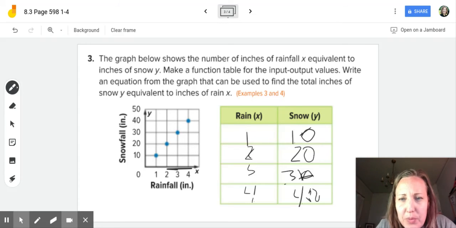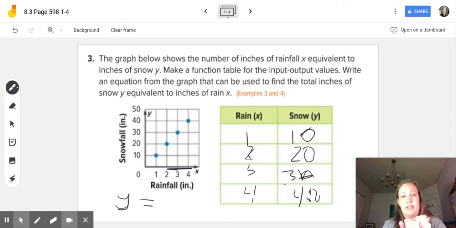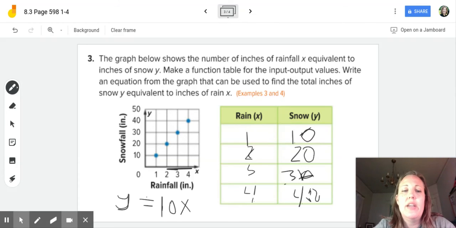Okay, so let's write an equation about this. So we're going to write it like this. Y is equal to something that we're doing to the x, right? So what are we doing to the x every time? We're multiplying it by 10, right? So y is equal to 10x. Okay, so that's the equation.